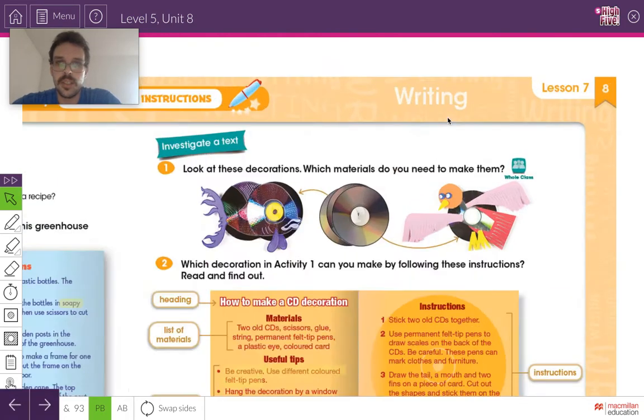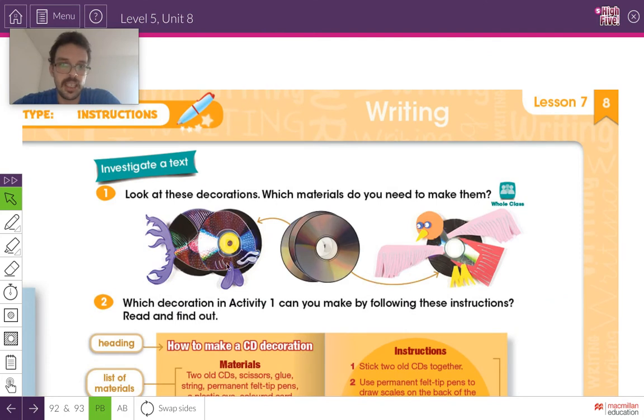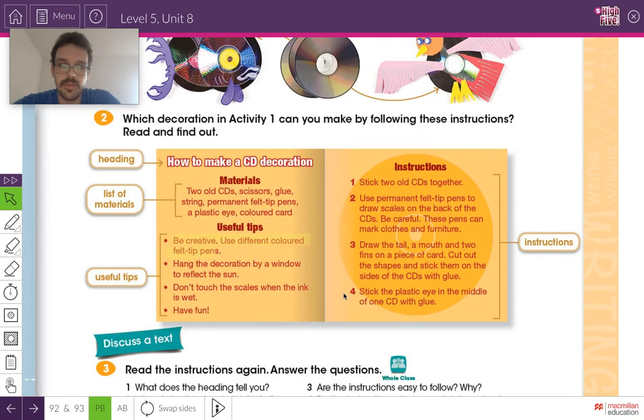Can you guess which decoration they're making? Are they making this decoration here or this decoration? It's this one. Yeah, you see that plastic eye in the middle of the CD, and the colored card, and it says use 2 old CDs. Look, there's 1 CD and 2 CDs. Okay. Anyway, so easy to do, the imperative. All right. So let's have a bit of practice.